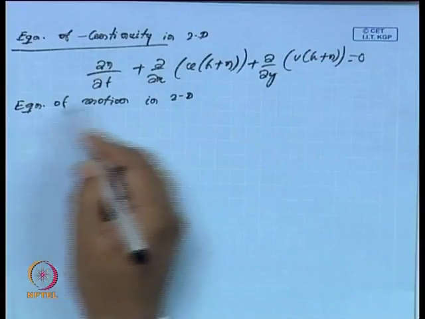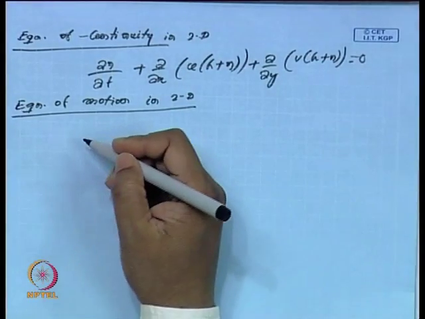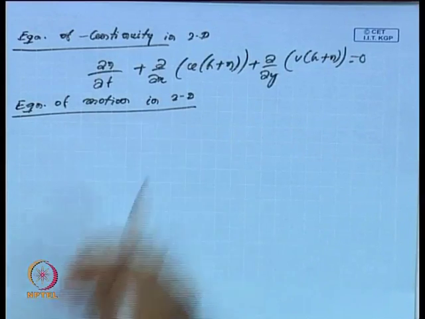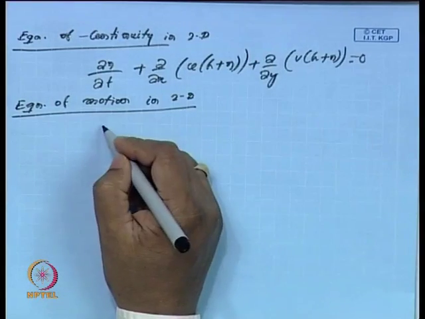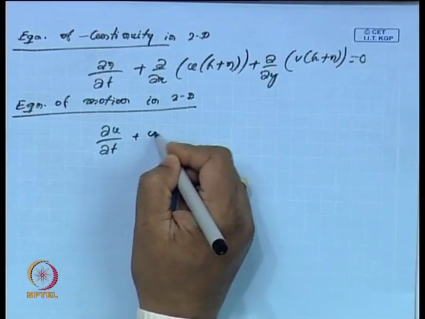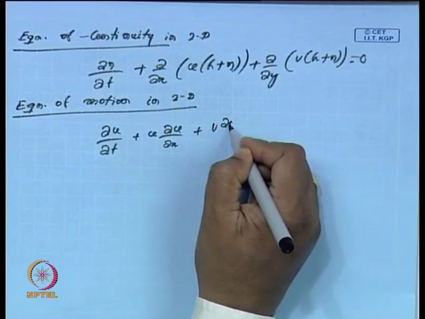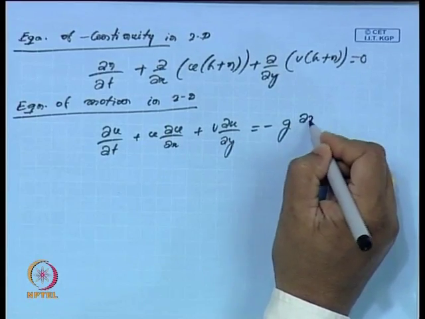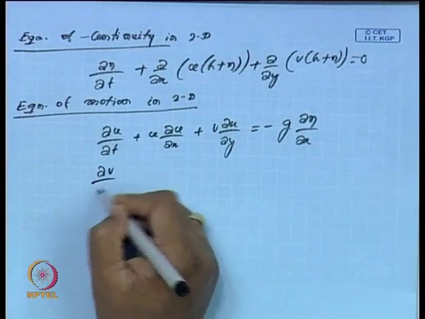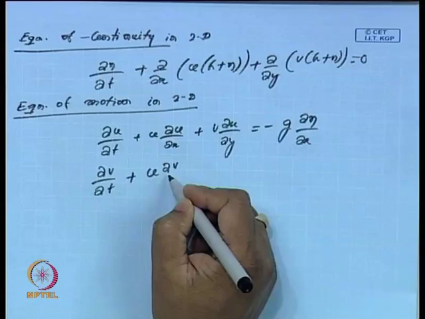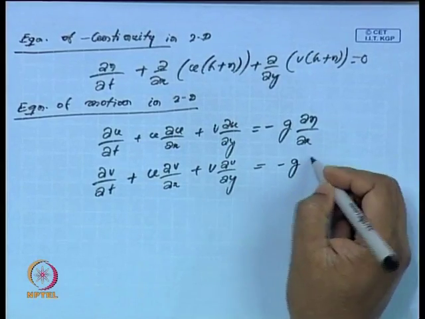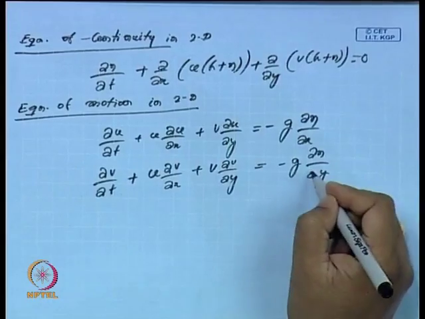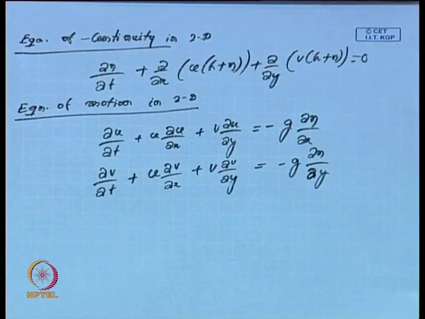In 2D, the two-dimensional equation of motion will give us what we already have here: del u by del t plus u del u by del x plus v del u by del y minus g del eta by del x, and del v by del t plus u del v by del x plus v del v by del y is equal to minus g into del eta by del y, and again we linearize this.